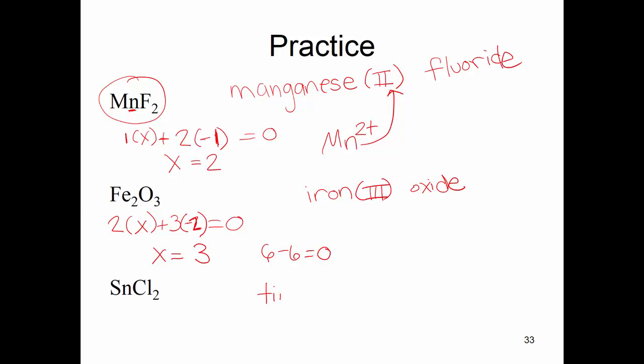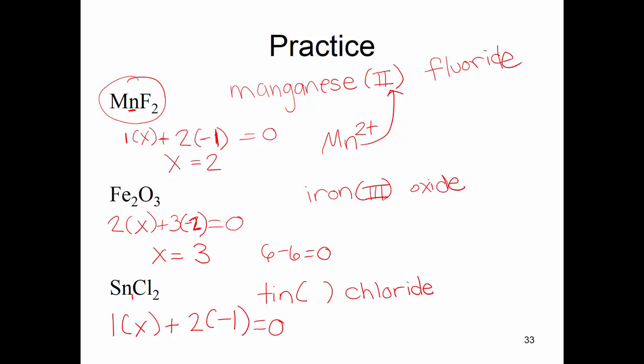Next I have tin fluoride. So far with all of our naming, we've just ended in -ide for the nonmetal or the anion. I have 1 tin atom, and I have 2 chlorides. Chloride is a halogen just like fluorine, so it has a -1 charge.